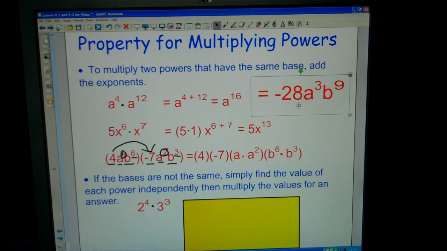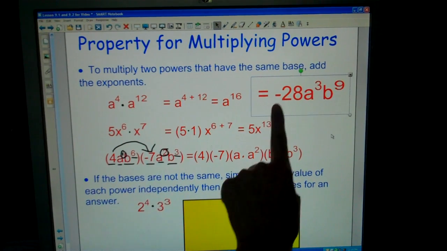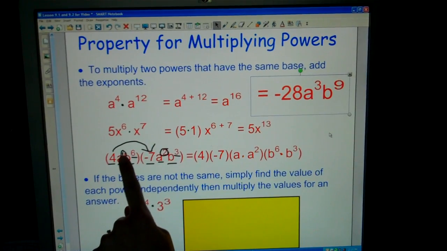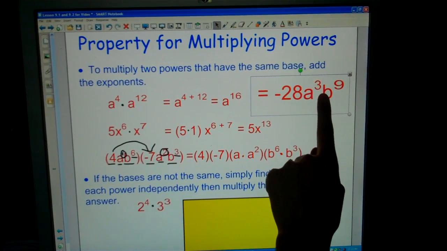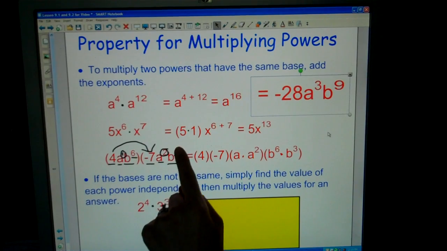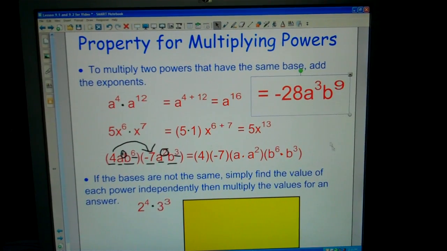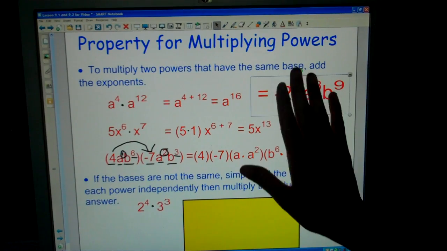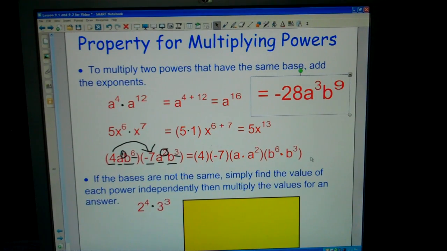This one right here. 4 times negative 7, negative 28. A to the 1st, a to the 2nd, add them, a to the 3rd. B to the 6th, b to the 3rd, add them, b to the 9th. Done. Can I combine anybody else? No, I got numbers and variables. It's a hot mess, but that's the answer.